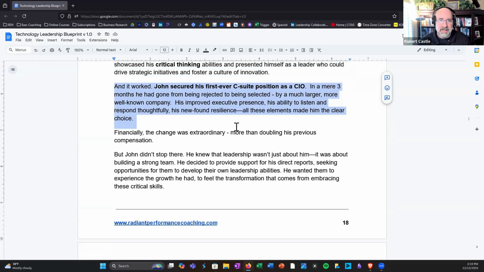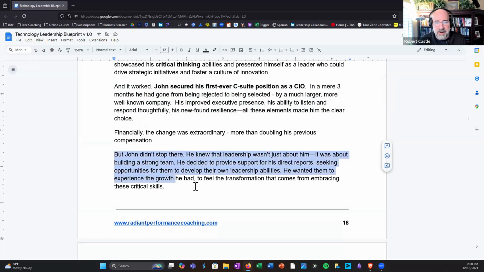In a mere 3 months, he had gone from being rejected to being selected by a much larger, more well-known company. His improved executive presence, his ability to listen and to respond thoughtfully, his newfound resilience, all these elements made him the clear choice. Financially, the change was extraordinary, more than doubling his compensation, but John didn't stop there.